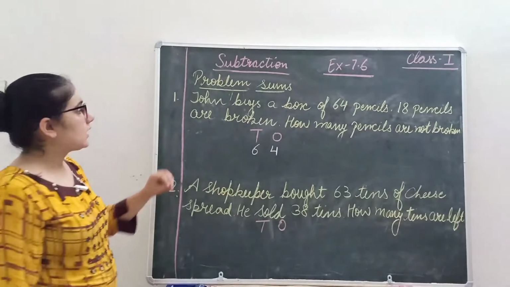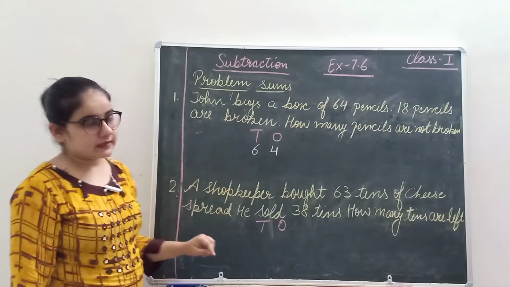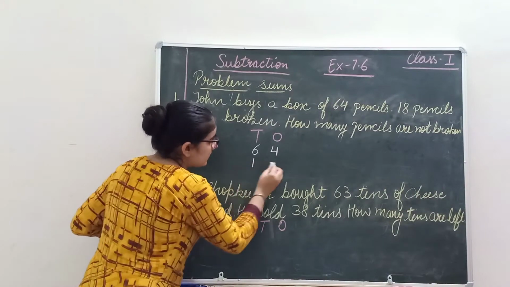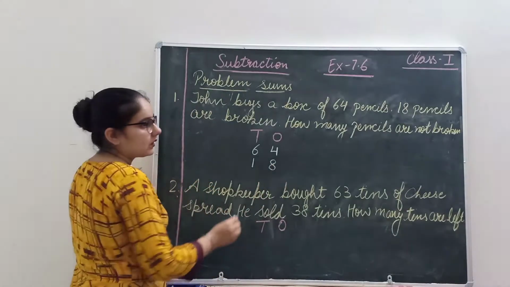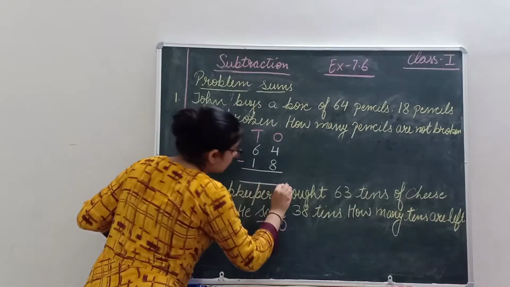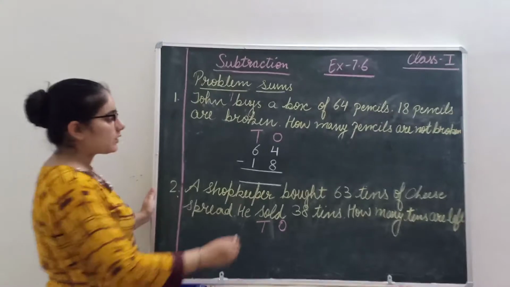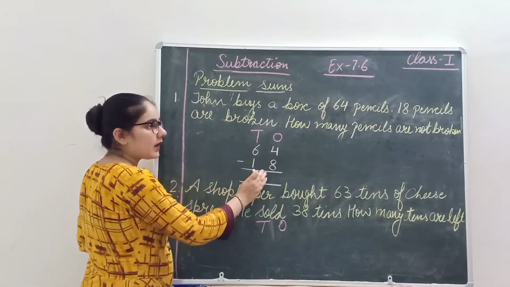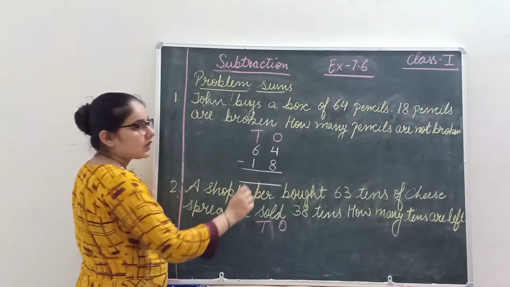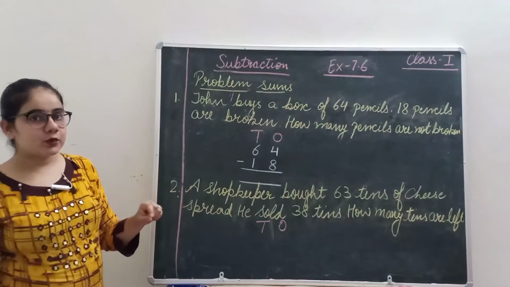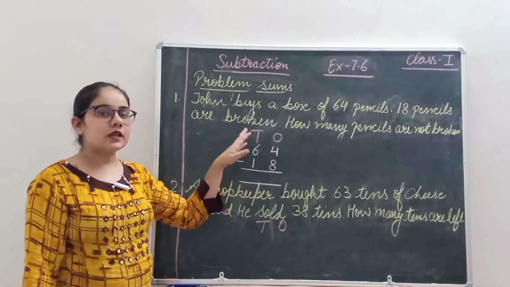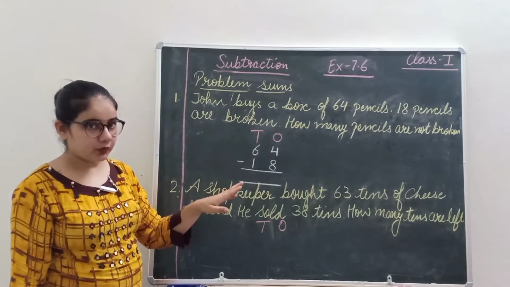John had 64 pencils. Now, how many pencils are broken? 18 pencils are broken. Now, we have to find not broken pencils. How many pencils are not broken? 64 minus 18. We will get not broken pencils. Now you have to check whether this subtraction sum is without borrowing or with borrowing.